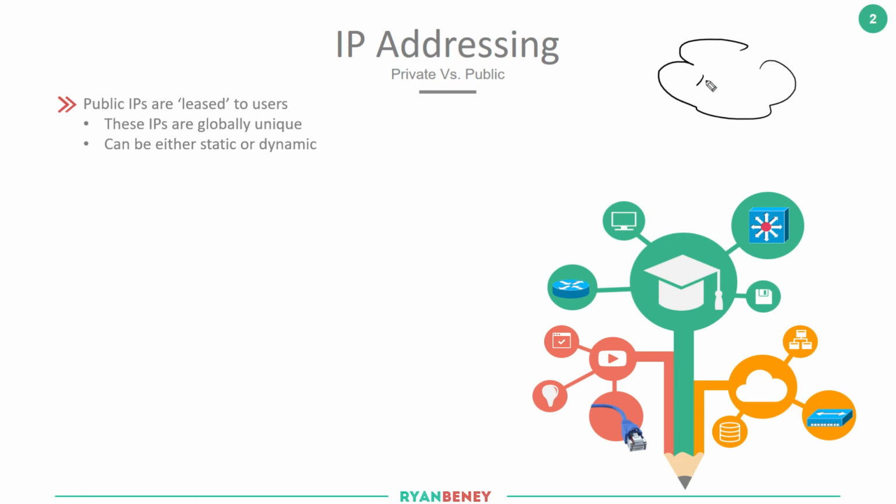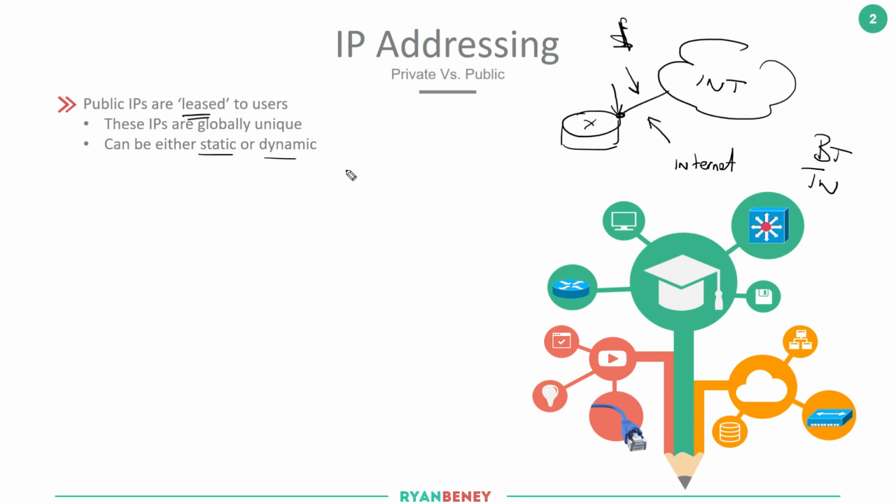Now, if you think about the internet as it is today, and you pay for your internet connection from your internet service provider, whether that's someone in the UK like British Telecom or someone in America like Time Warner, essentially you pay a monthly fee to have a connection to the internet. And every time you turn your router on, they're going to lease you an IP address, whether this is going to be static or dynamic. That IP address, again, is globally unique to you. No one else can use that IP address.